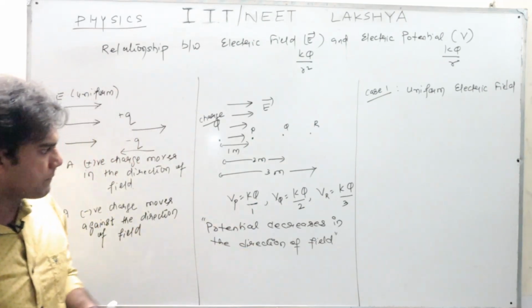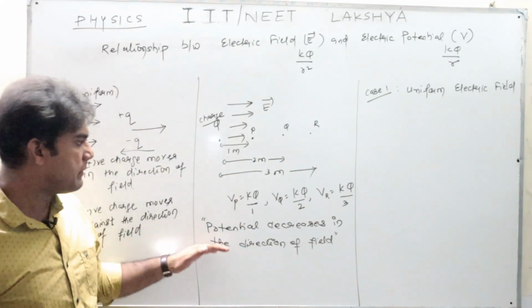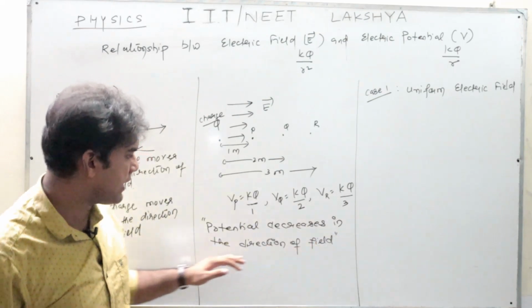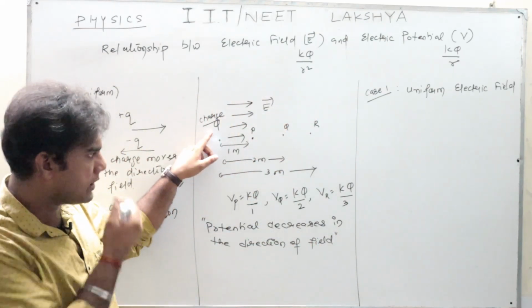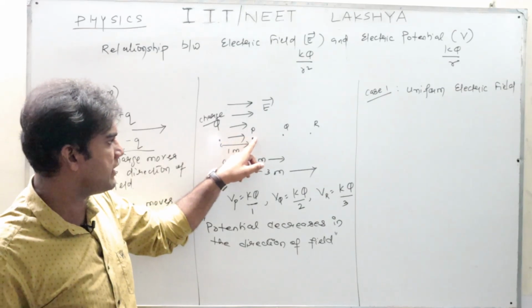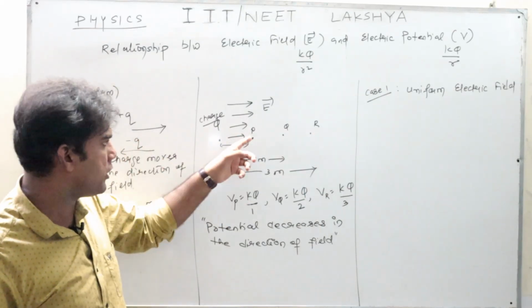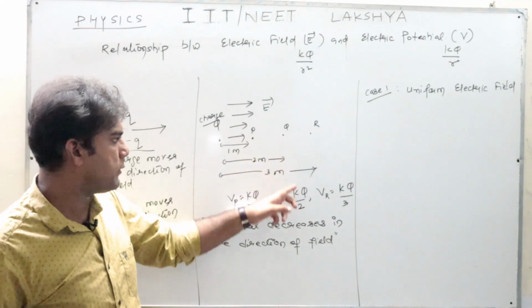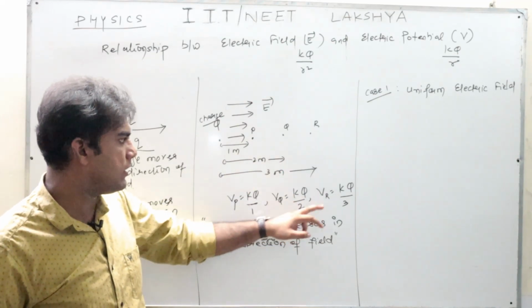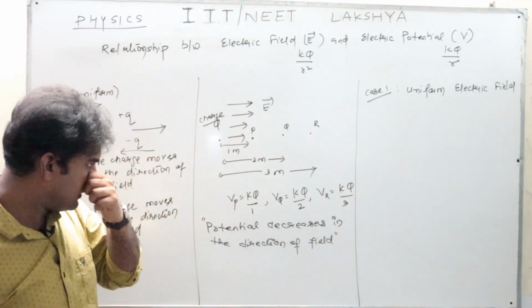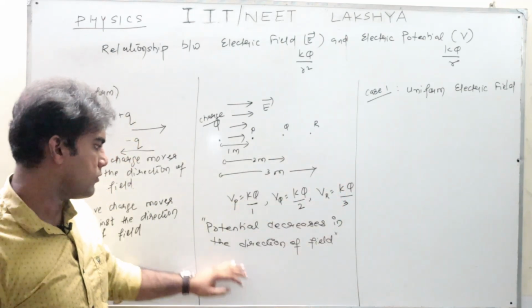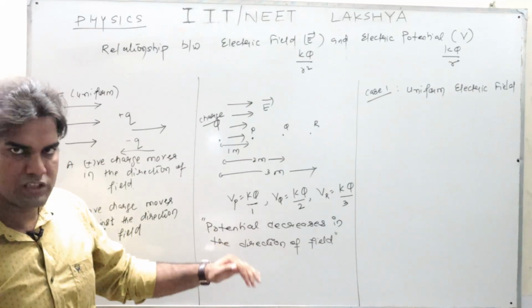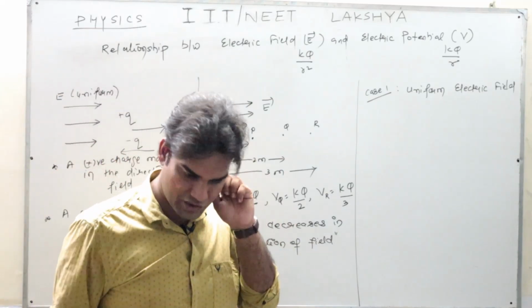So from my illustration, what I have understood is that potential is decreasing in the direction of electric field, because this is the direction of the electric field because of this positive charge Q. 3 points are there, P, Q and R. At point P, potential is KQ by 1. At point Q, it is KQ by 2. And at point R, it is KQ by 3. So as the denominator is increasing, overall fraction would reduce. So potential decreases in the direction of field. This is the concept we have got from our illustration.